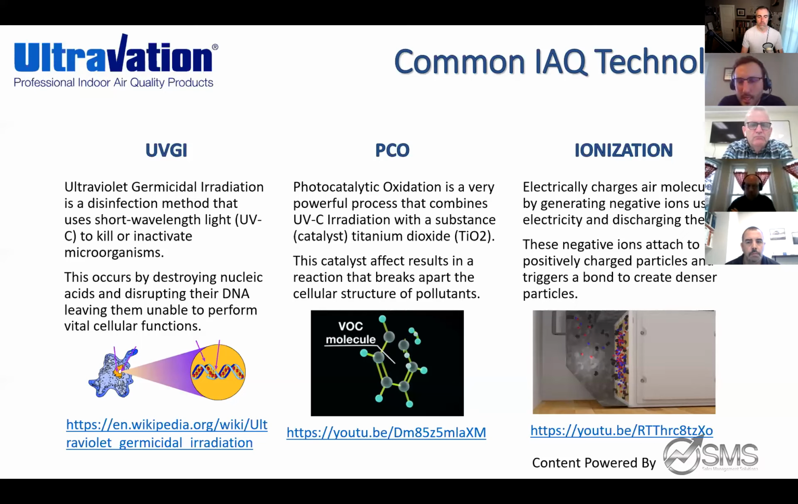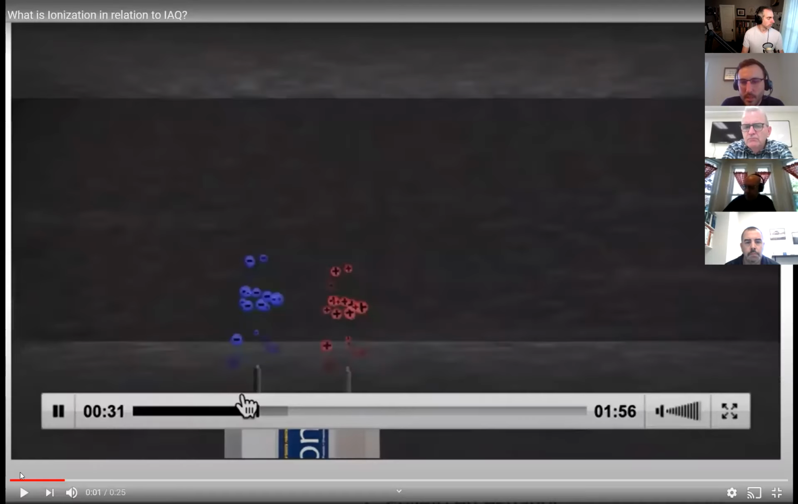So ionization is the other product that we spoke about with the Orion. That is the product that you would mount right before the air filter. And basically what is happening with ionization, it is electrically charging air molecules by generating negative ions using electricity and discharging them. These negative ions attach to positively charged particles and trigger a bond to create denser particles. There is a small video as well that we'll watch real quick. This will just give us a small visual representation as well.